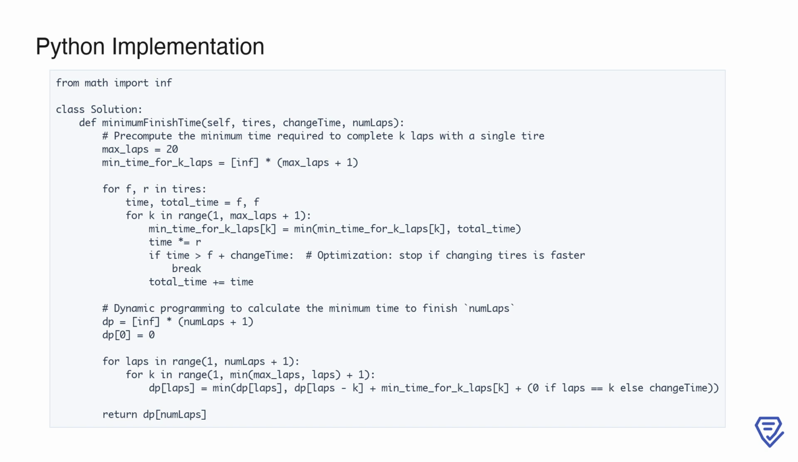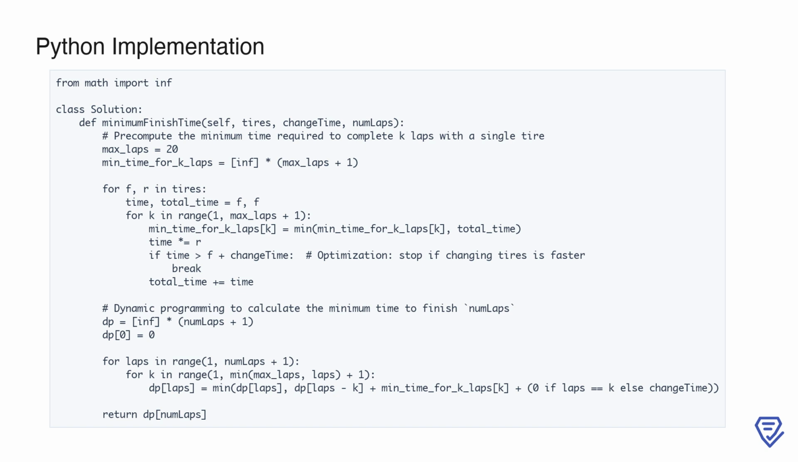the tires list. This is stored in the min_time_for_k_laps array for quick access later. For each tire, f, r, the initial lap time is f, and subsequent laps take f*r, f*r squared. The loop stops early when changing the tire becomes faster than continuing with the current one.